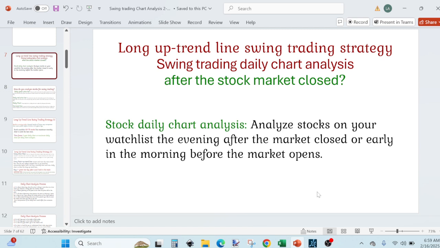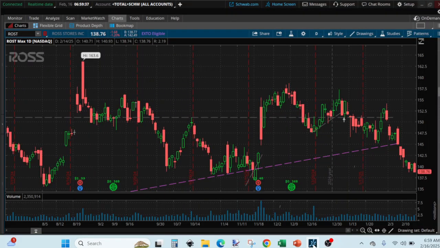Long option line swing trading strategy. Swing trading daily analysis. You perform that analysis after the market close at the end of the day, or early in the morning before the markets open. Today is Sunday, February 16, 2025, and we are going to analyze the chart after the market closed on Friday, February 14.